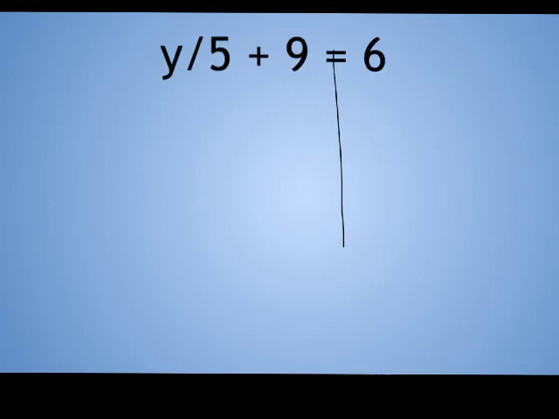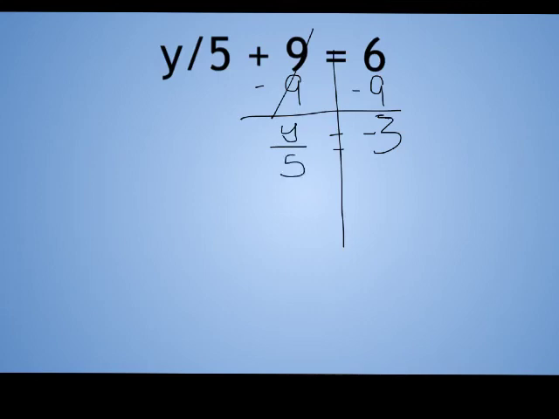Undo the last step first. The last step was add 9. So we're going to undo add 9 with minus 9. 6 minus 9 is negative 3. Why negative? Because 6 has a smaller value than 9. When you take 9 away, the answer is going to be negative. Sorry about the ugly 3. Bring down y over 5. Remember we said y over 5 means y divided by 5.